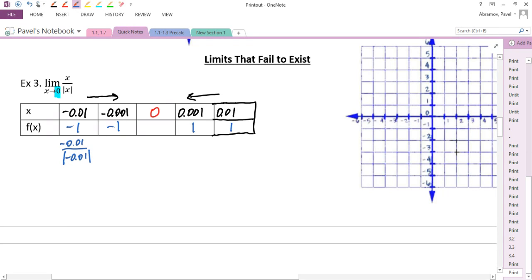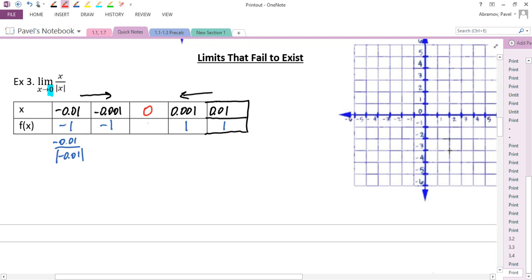So the problem here is we're not approaching the same value. We still don't know what this is going to be. Because on the left side, we're approaching negative 1. On the right side, we're approaching 1. So there is no one particular number that we are squeezing in. Therefore, there is no limit. No limit. Or you can say that it's indeterminate. We do not know what the limit gives us.